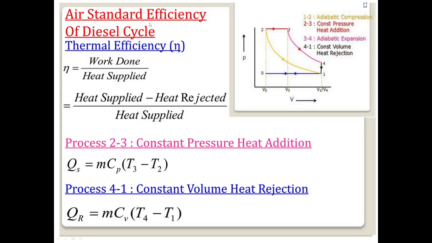Air standard efficiency of diesel engine. So efficiency is work done upon heat supplied, where work done is nothing but heat supplied minus heat rejected. So heat is supplied from 2 to 3 and heat is rejected from 4 to 1. So constant pressure heat addition Qs is equal to m Cp (T3 minus T2), whereas constant volume heat rejection Qr is equal to m Cv (T4 minus T1).